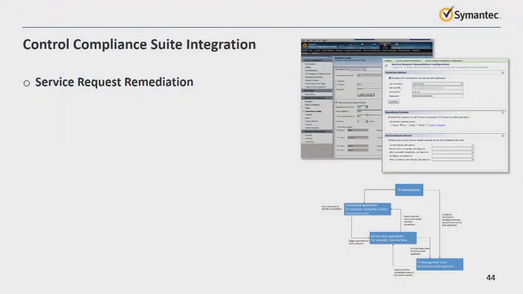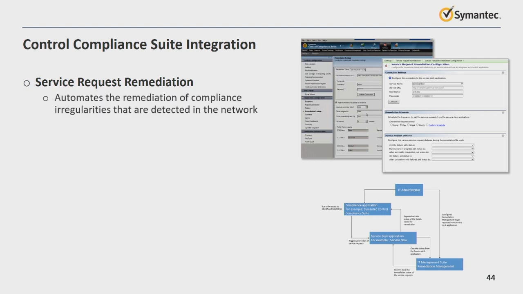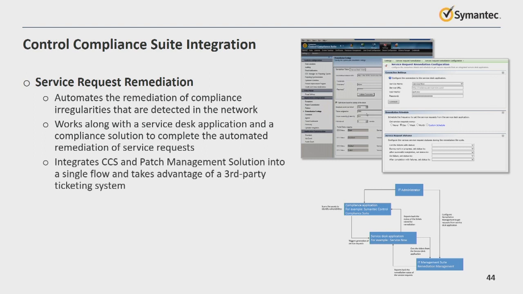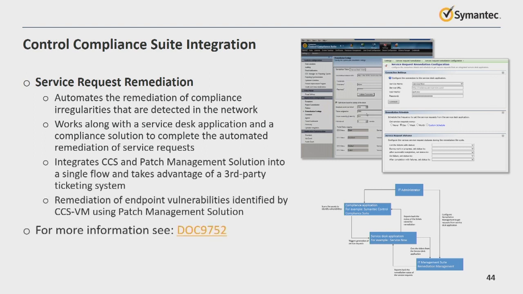This is our Control Compliance Suite integration. This is the closed loop. So basically how it works is we're automating remediation and compliance, looking for irregularities in the system that are detected on the network. Okay, so this works with CCS, ITMS or EPM software, as well as a service application like ServiceNow. Okay, so this integrates all these together. And I'm just going to jump right to how does it do it.